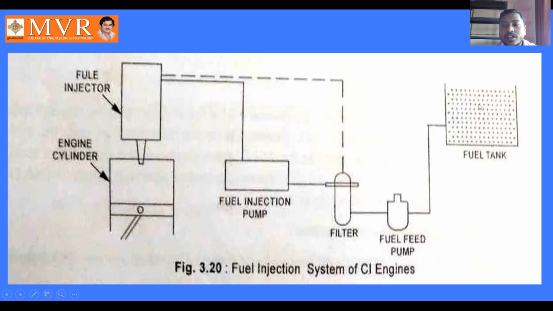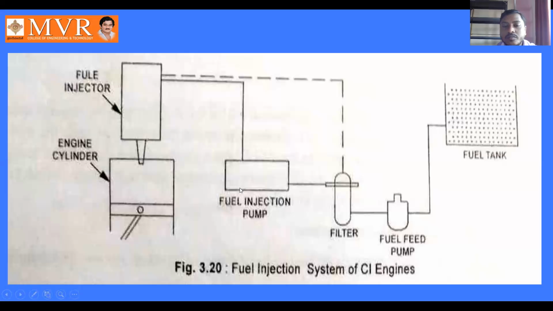From the fuel tank, by using different trucks or cars, we unload the fuel from different areas into the fuel tank. From the fuel tank, it directly enters the fuel feed pump, where this feed pump is used to feed the fuel into the filter. In the filter, it filters the dust particles and cleans the fuel, and the impurities in the diesel fuel are removed.